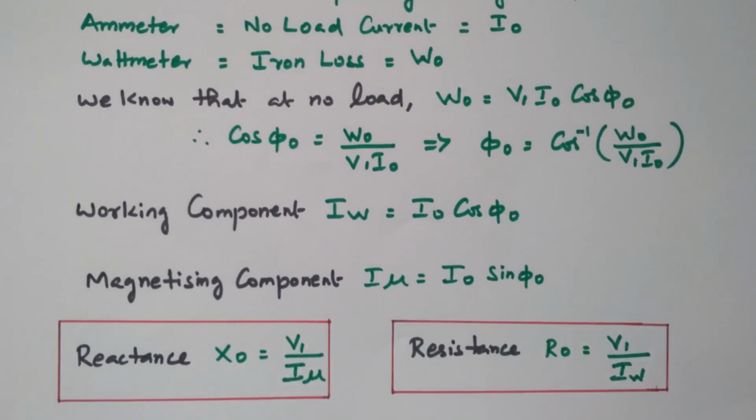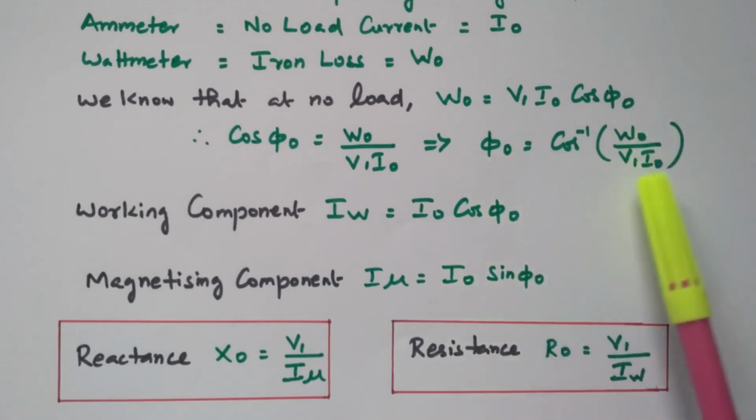So, in this we discussed the open circuit test. Our final aim is to find X naught and R naught, that is given by V1 by I mu, V1 by IW. This V1 is nothing but the rated voltage read by the voltmeter. This IW and I mu are calculated from these two formulas. In this, I naught is nothing but the no load current read by the ammeter. This phi naught is calculated from this formula.